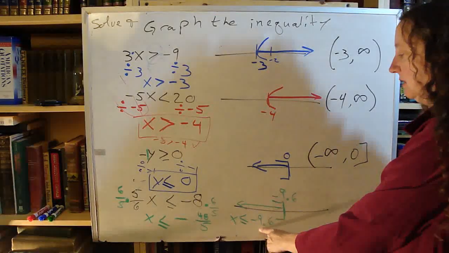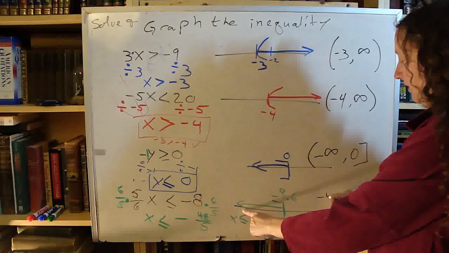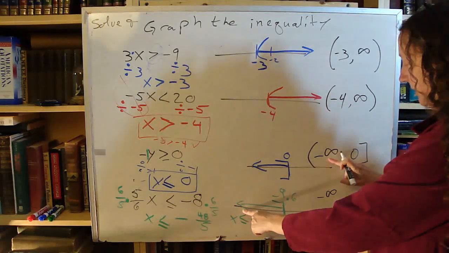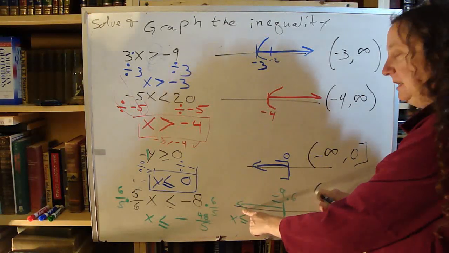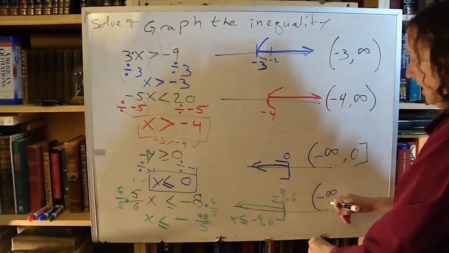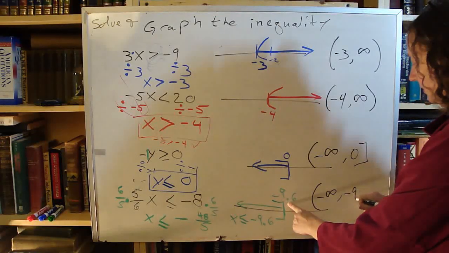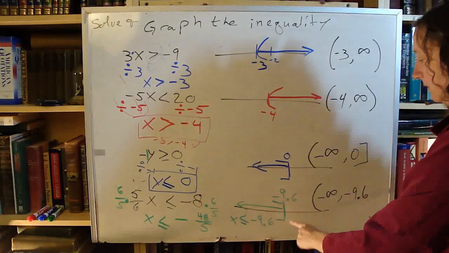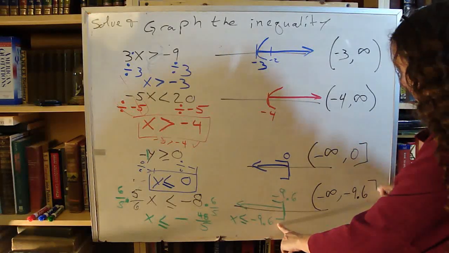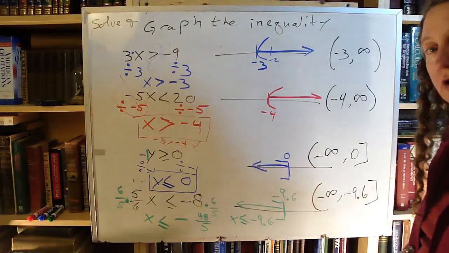Last example down here, it starts with the arrow. So that means it's going all the way to infinity. This time it's the negative infinity, just like up here. Infinity always gets the round parentheses, comma, it comes up to negative 9.6. And it's ending with a square bracket. Now I have it written in interval notation.